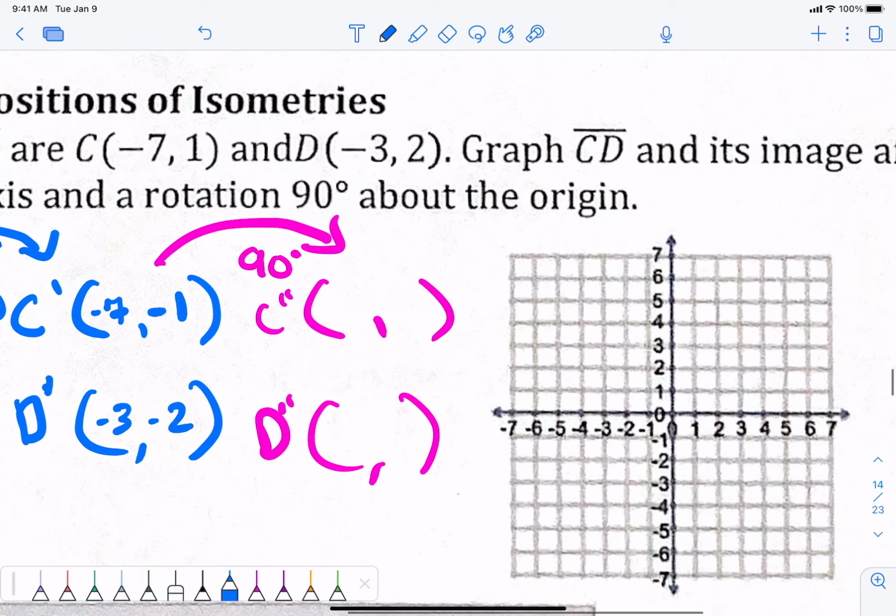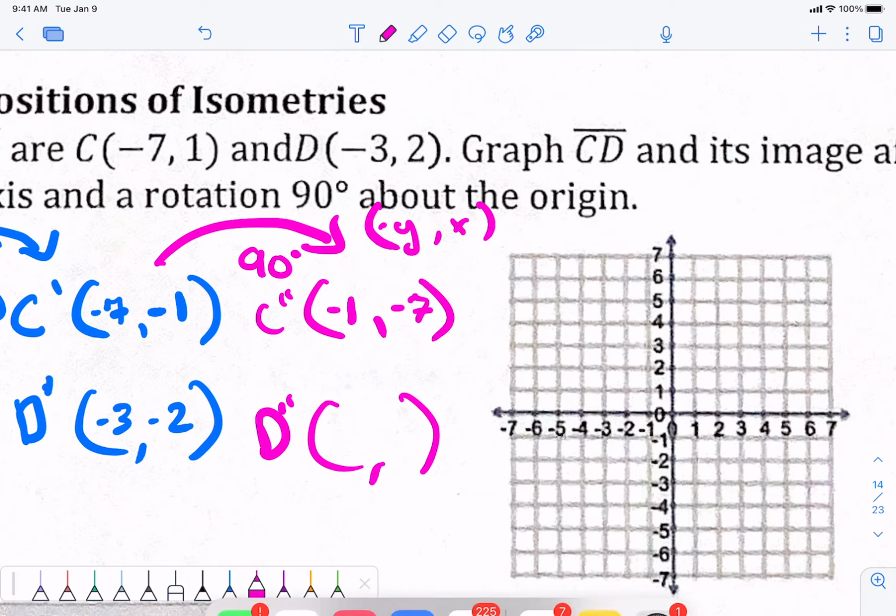Now a 90-degree rotation. The coordinates flip, so (y, x), and the first coordinate becomes negative. So if I flip (-7, -1), it would be (-1, -7), except the first changes to +1. If I flip (-3, -2), it would be (-2, -3), but that's going to change to a +2.